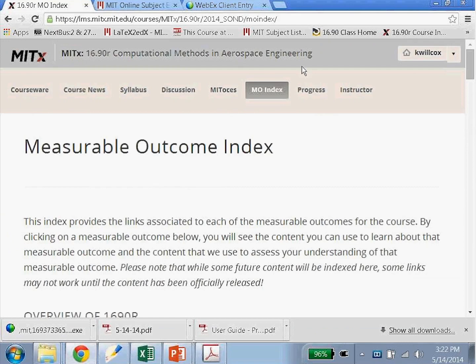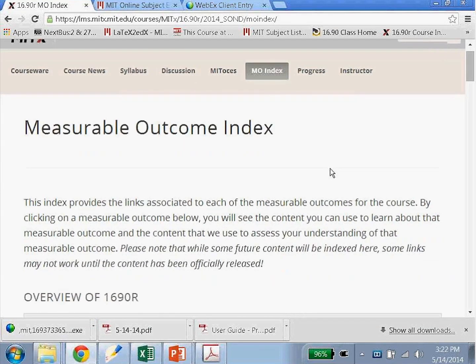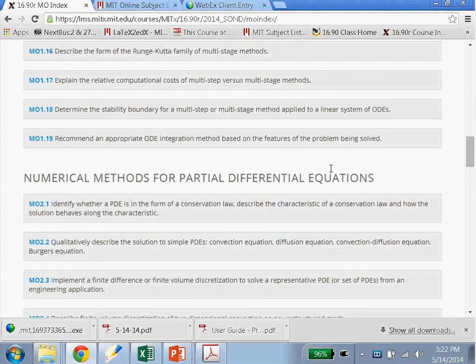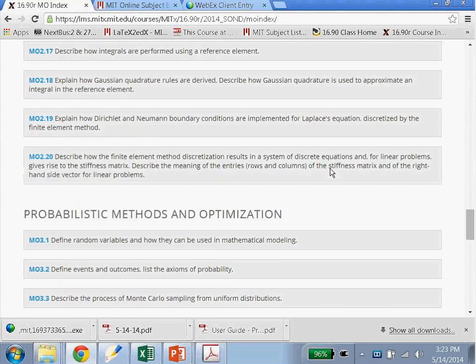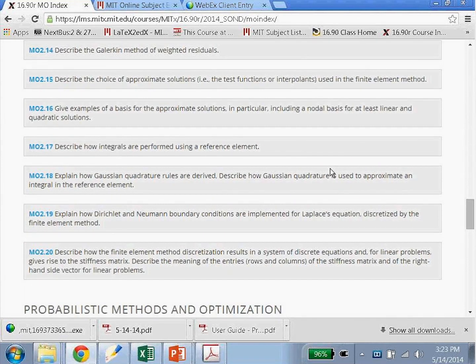I also want to remind you that if you go to the MITx webpage, there's the courseware with the notes, but remember there's this measurable outcome index that has all the measurable outcomes, and they're also linked to the notes. I know one piece of feedback I've heard is that it would be really helpful to be able to search on this web page. I know you can't search, but this is one way to navigate: we could come in here and click on one of these.